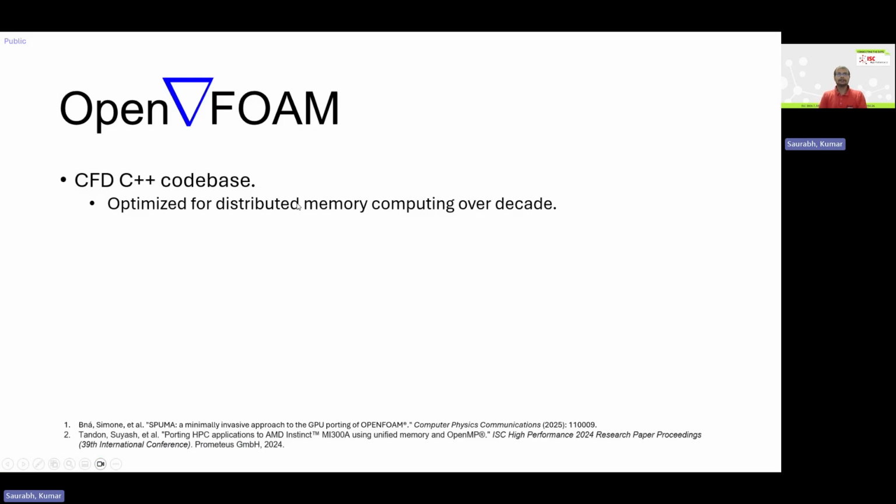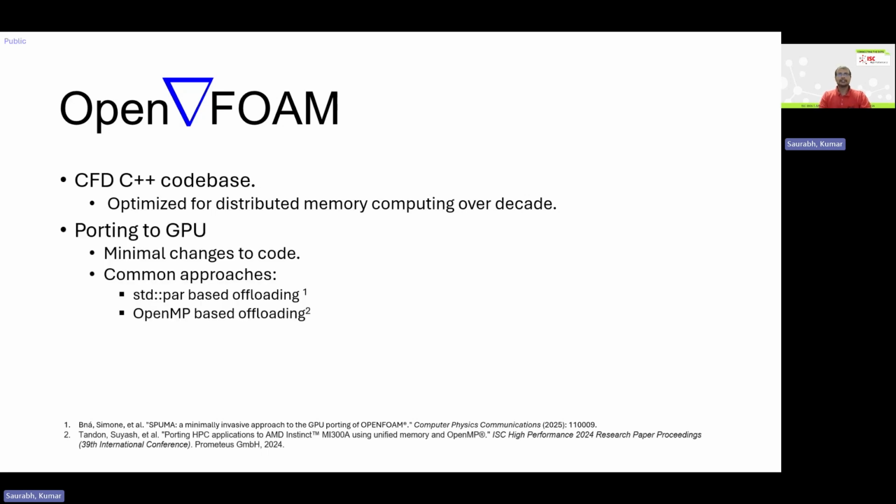For those who do not know about OpenFOAM, OpenFOAM is a C++ code base that is used for doing fluid dynamic simulation, and it has been optimized mostly for distributed memory computing over the last decade. With recent advances in modern architecture, specifically GPU, the community has gained significant interest in optimizing this code base for the GPU. There are two common approaches for porting OpenFOAM to the GPU. One is STD based offloading, and second is OpenMP based offloading.